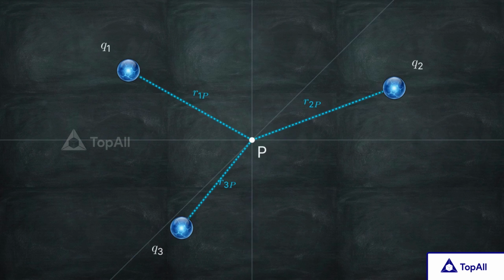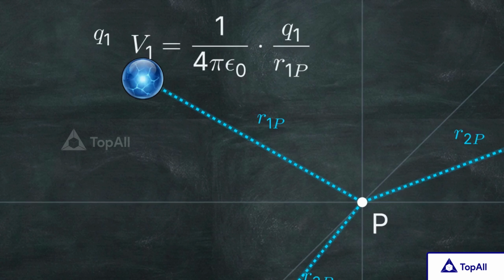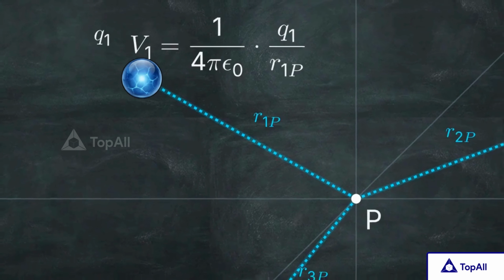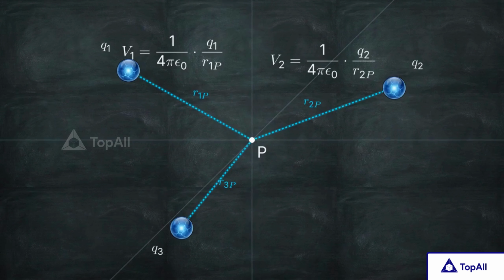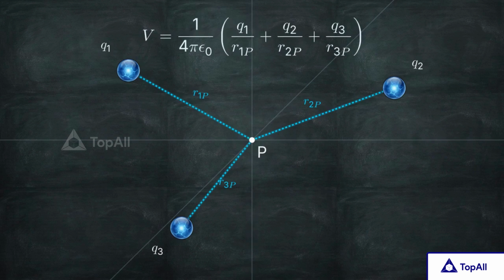To find the potential from the first charge, Q1, we use the standard formula. The potential, V1, equals the charge Q1 divided by its distance to P, scaled by a standard physical constant. To account for the rest of the system, we just keep adding. The contributions from Q2 and Q3 stack up linearly, building out an extended equation across the top of the grid.